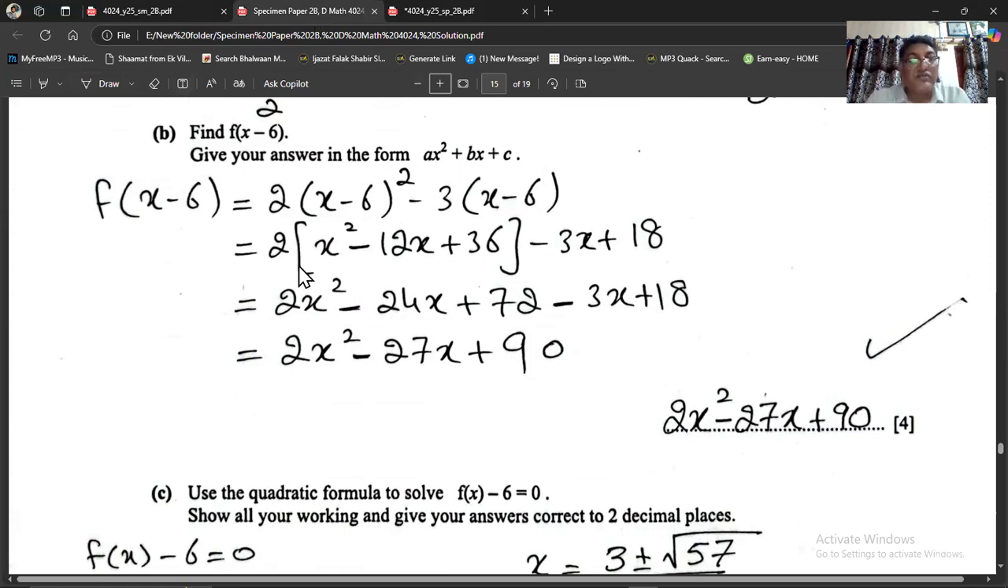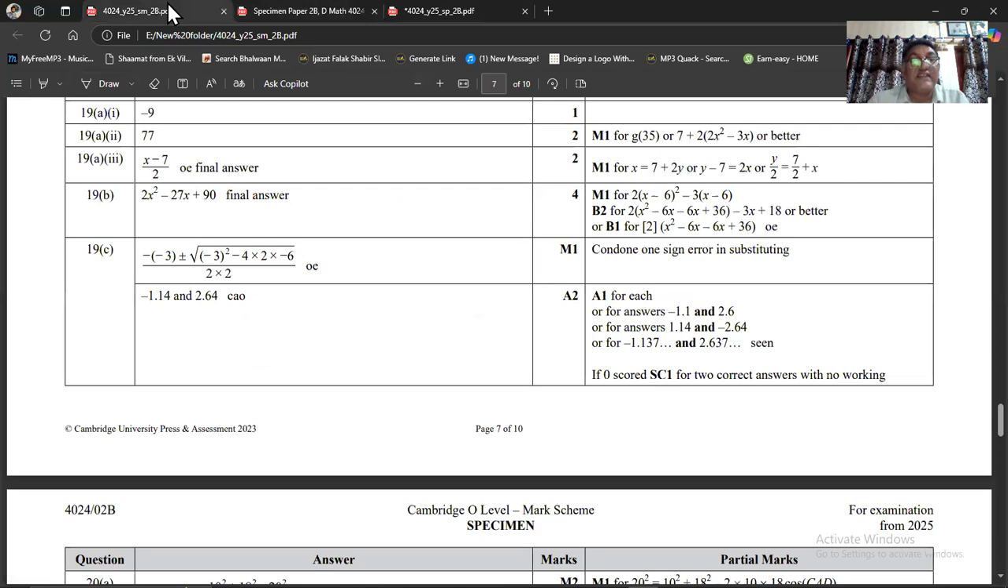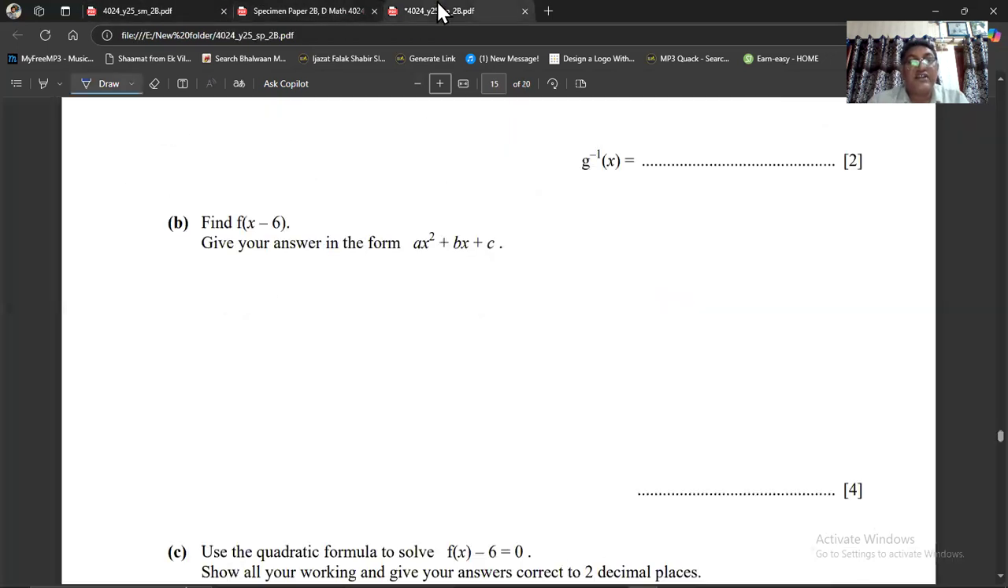So it will be 2 bracket x square minus 12x plus 36. I opened its whole square with the formula. Minus 3x plus 18. So this will become 2x square minus 24x plus 72 minus 3x plus 18. And that will be 2x square minus 27x plus 90. So 2x square minus 27x plus 90 is the right answer, sir. This is how it is done.